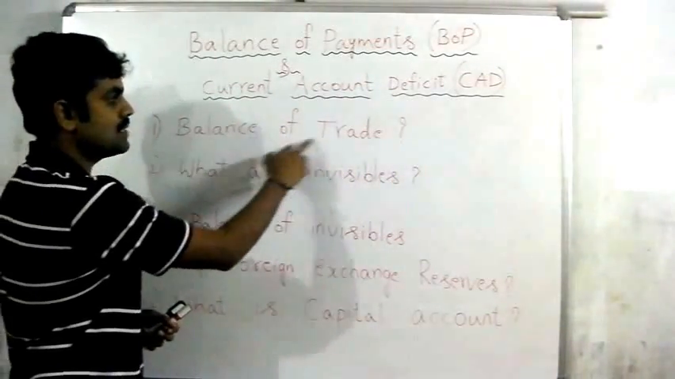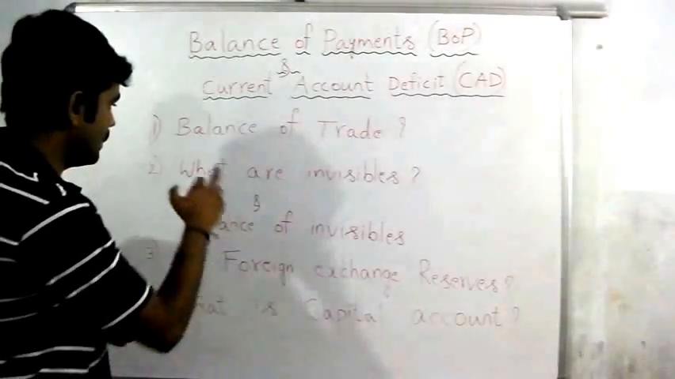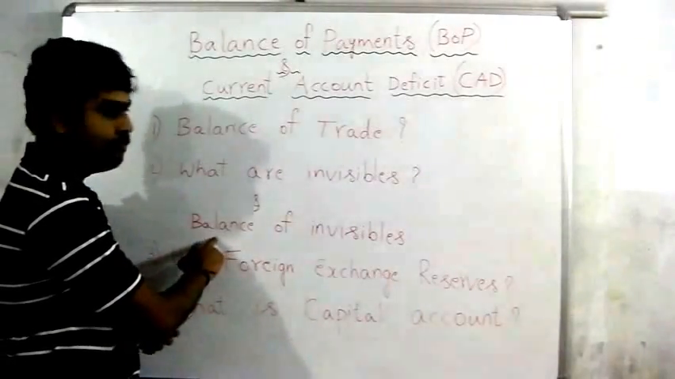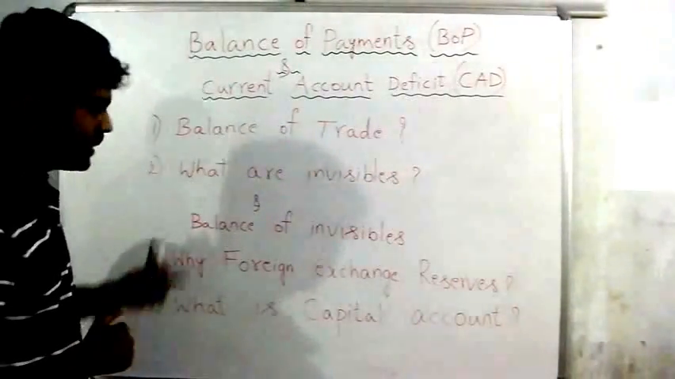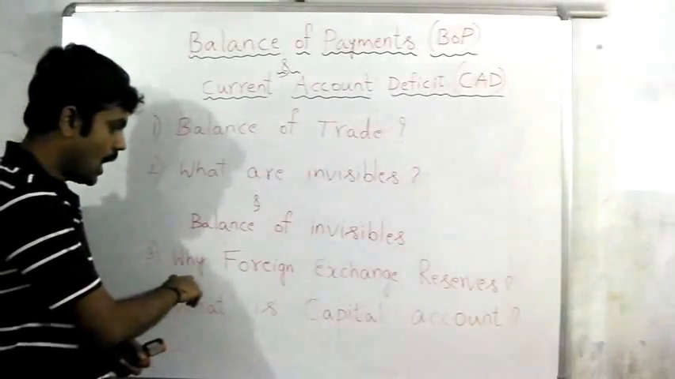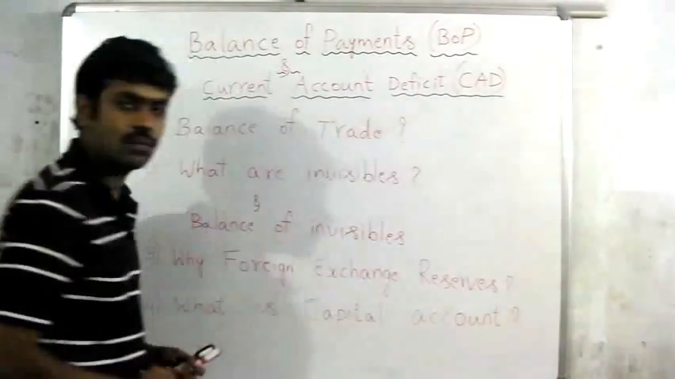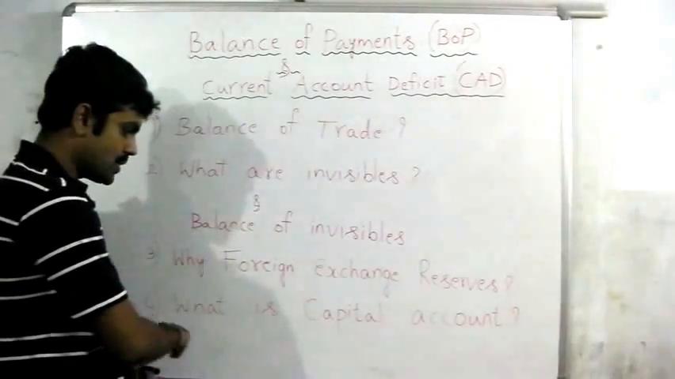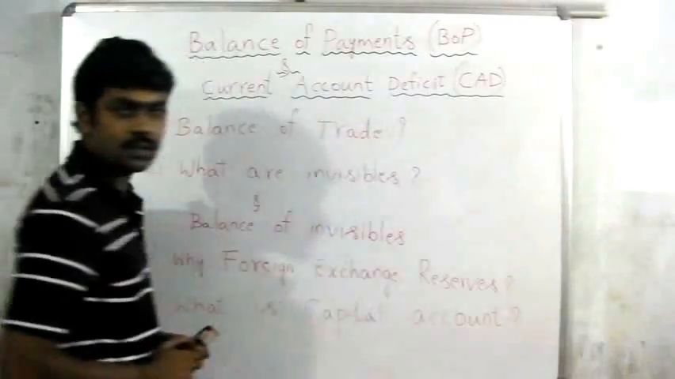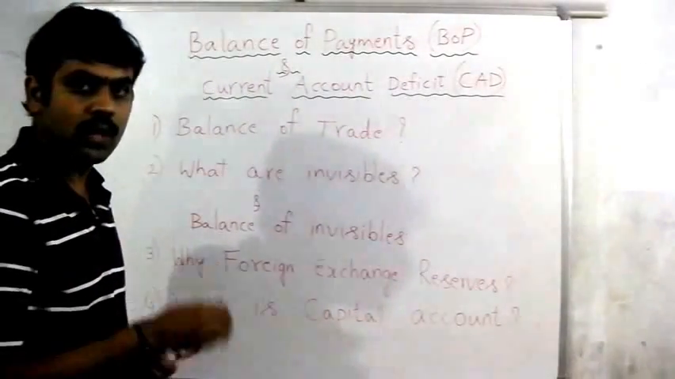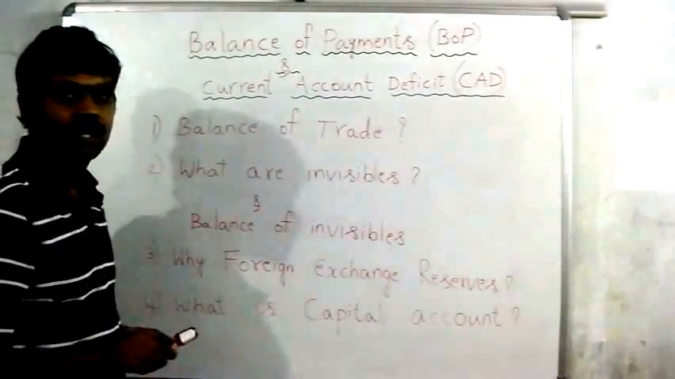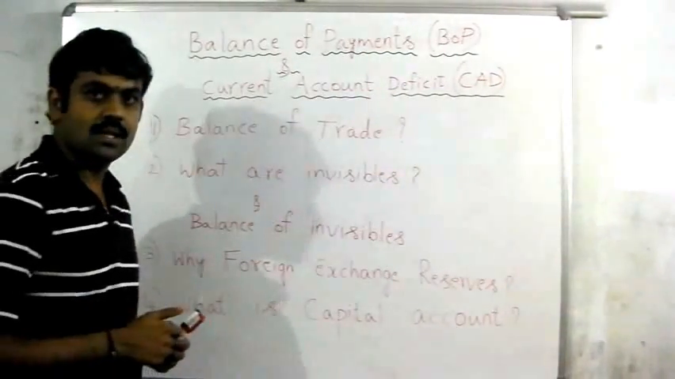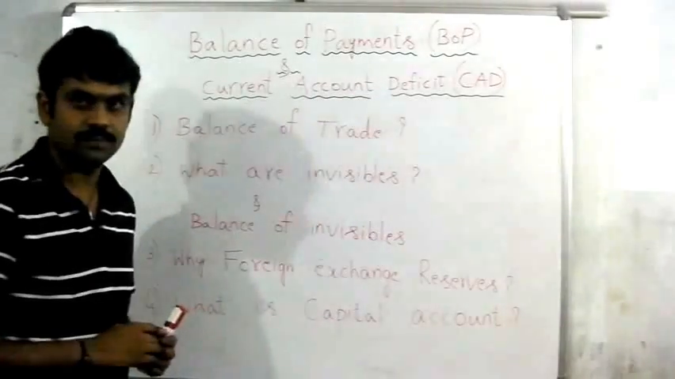First question, what is balance of trade? Second, what are invisibles and what is the meaning of balance of invisibles? Next, third, why foreign exchange reserves? What is the necessity of foreign exchange reserves? Fourth question, what is capital account? If we go through the four questions, we will be very familiar with the topic balance of payments as well as with current account deficit.